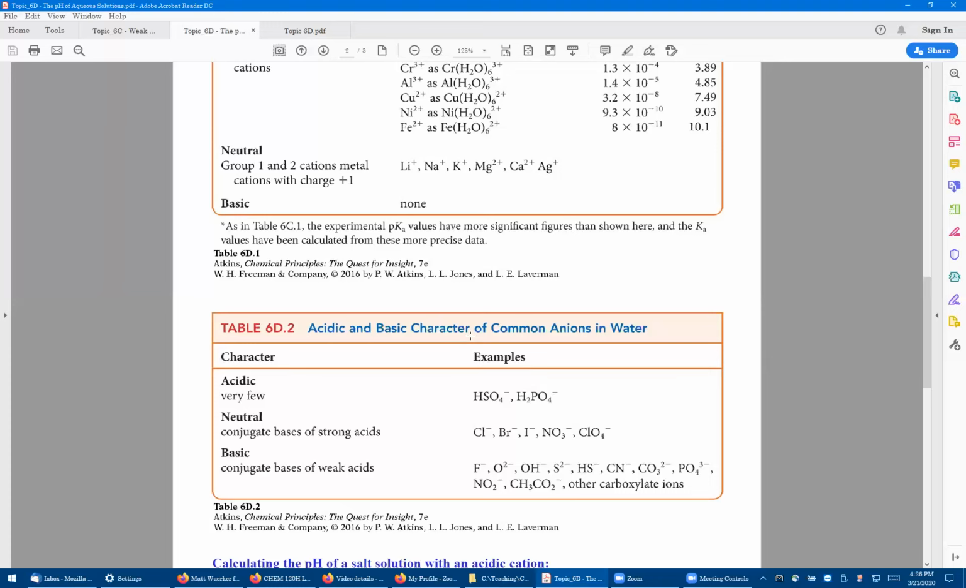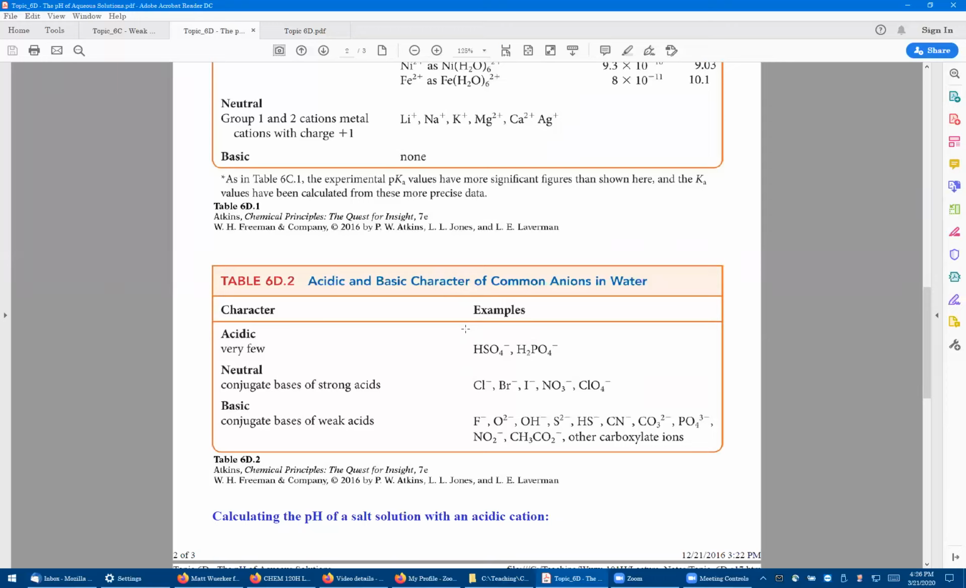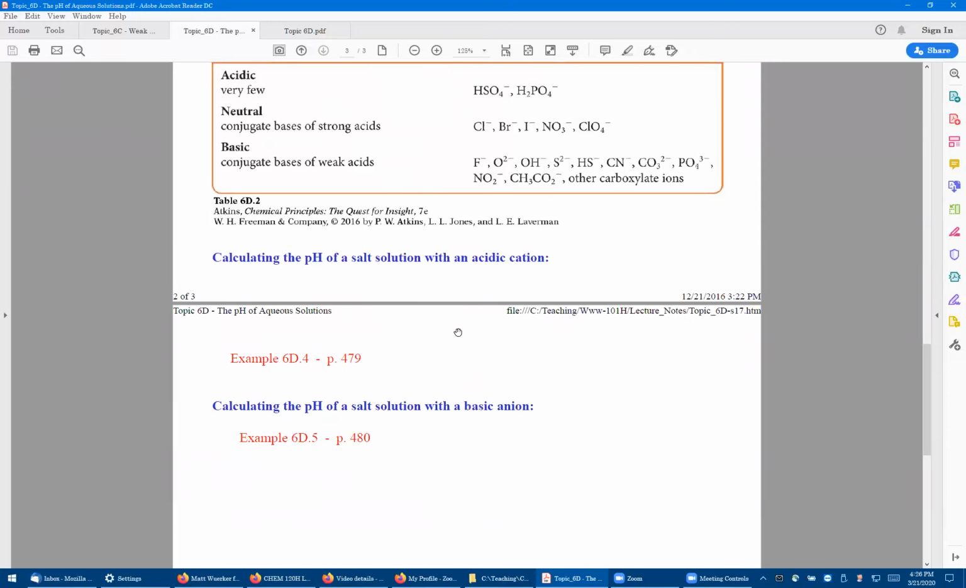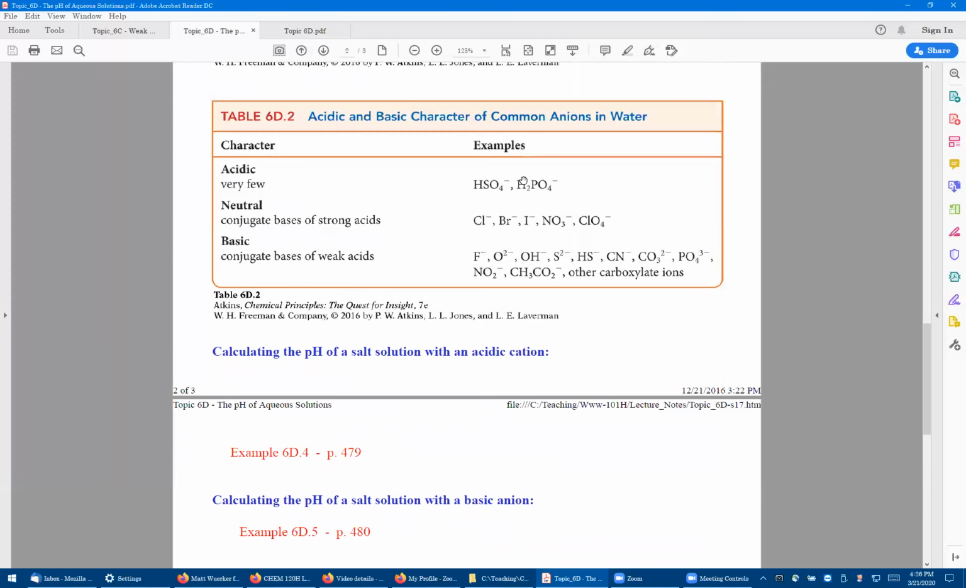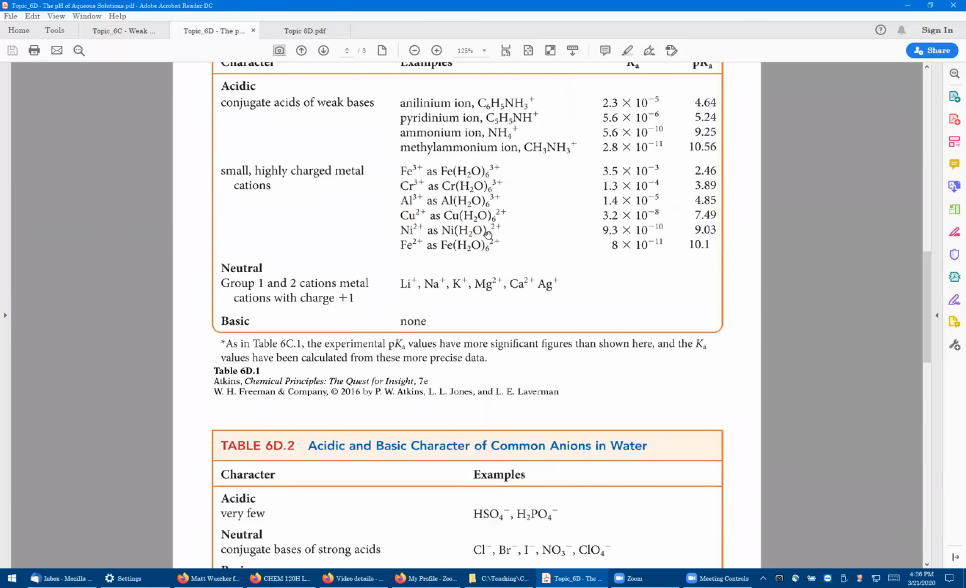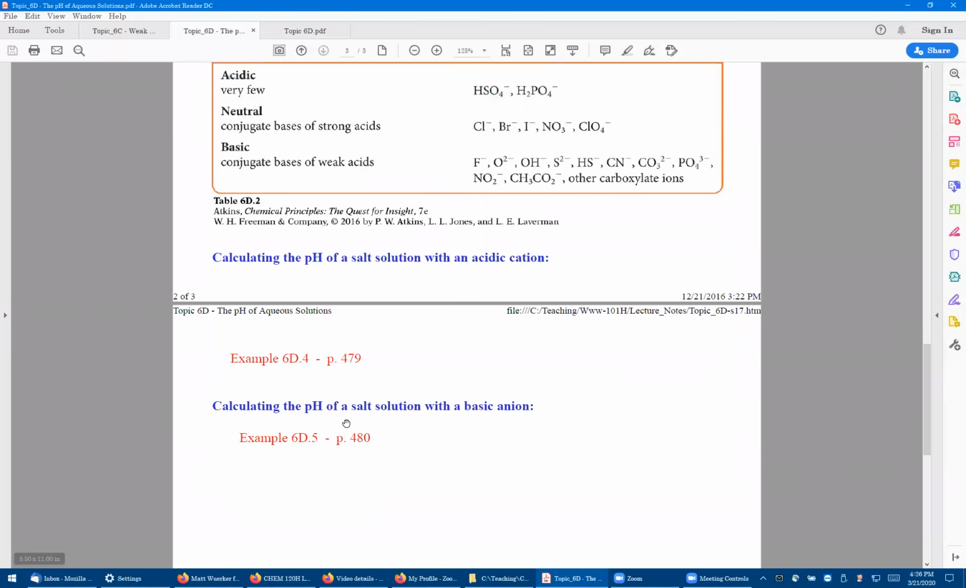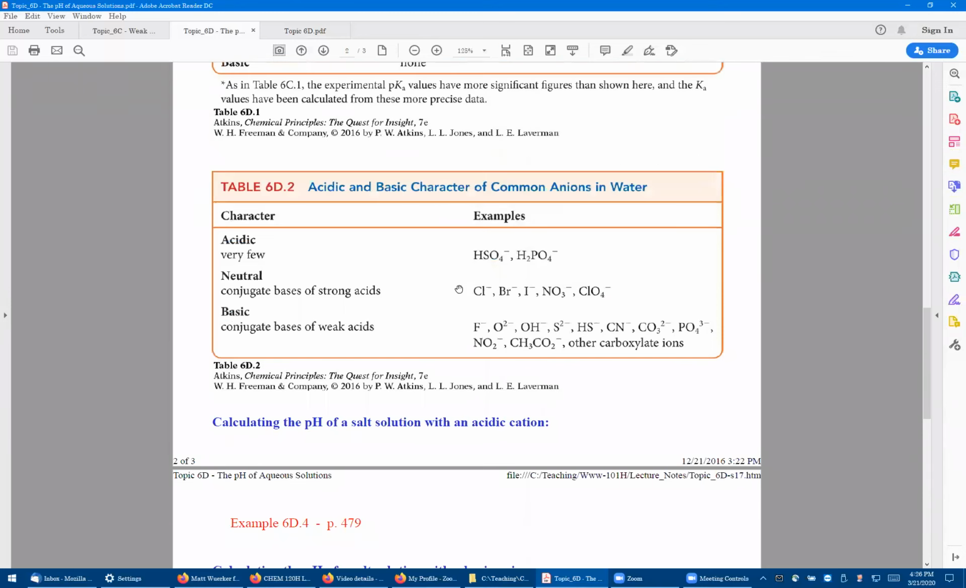So having said all that, what we're going to do then is to look at 2 other examples that are taken from your textbook. One involves calculating the pH of a salt solution with an acidic cation. That's one of these up here. And the pH of a salt solution with a basic anion, one of these, mainly chosen from down here.